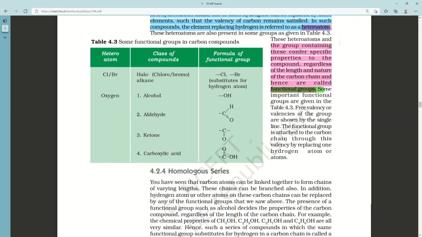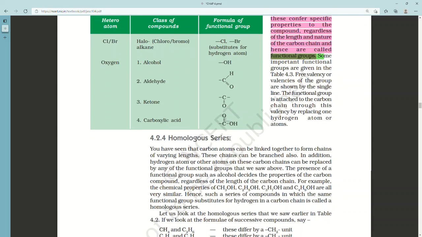For example, the chemical properties of CH3OH, C2H5OH, C3H7OH and C4H9OH are all very similar. Hence, such a series of compounds in which the same functional group substitutes for hydrogen in a carbon chain is called a homologous series. Let us look at the homologous series that we saw earlier in table 4.2.